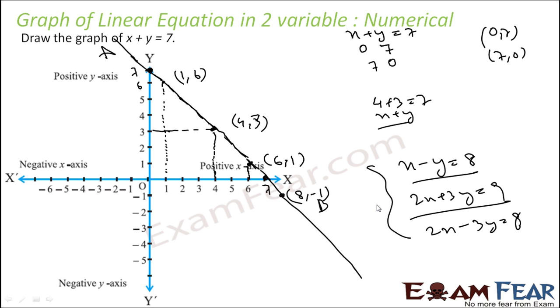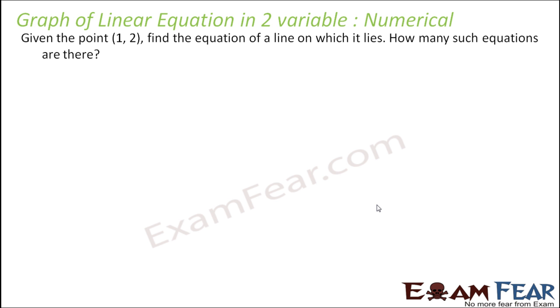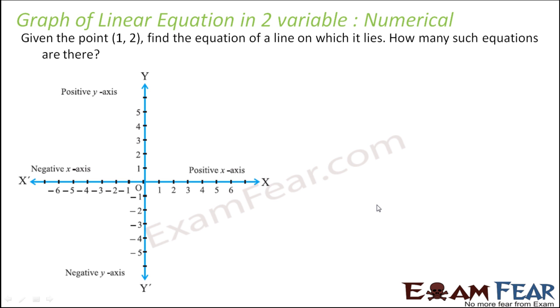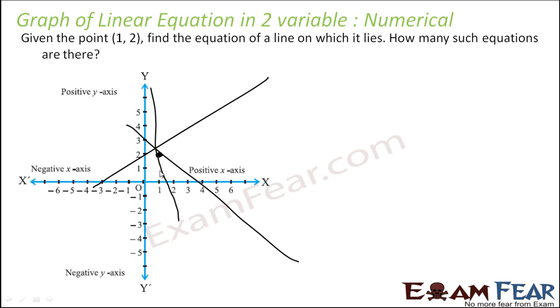Okay. Another question is, given the point (1, 2), find the equation of the line on which it lies. So we have the point (1, 2). X is 1, y is 2. This is the point as given. The question is, find the equation of the line on which it lies. We can draw so many lines, right? We can draw a line like this, like this, like this.